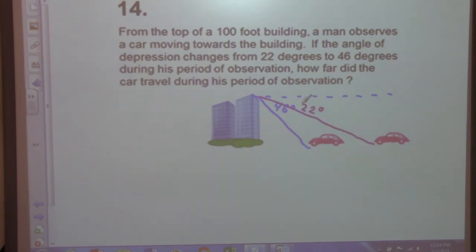Did you take this whole thing as 46 or just this? Because if it changes from 22 when he's looking at the car here, and it changes to 46 when he's looking at the car here, it's 46, right? Yeah, because the whole thing's 46, from here all the way past. Yeah. Okay.